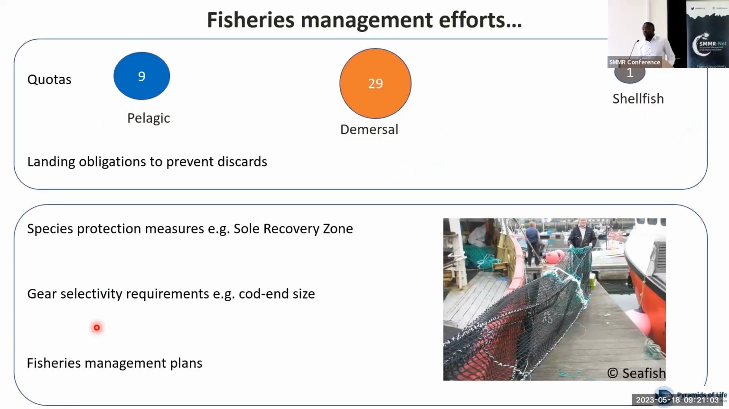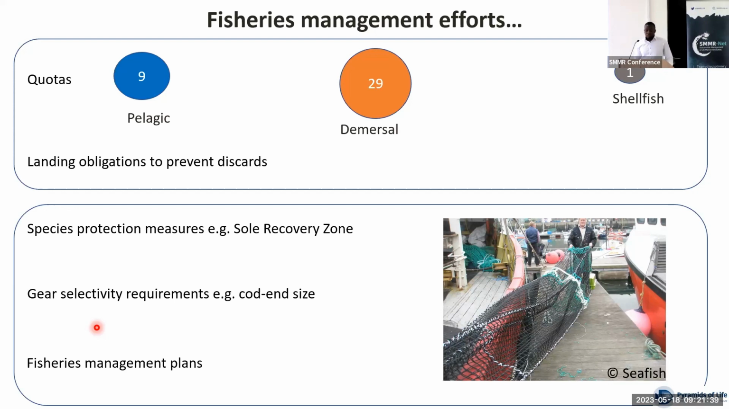Now, in terms of management measures that have been happening in this area, first and foremost, we have quotas. These are total allowable catch for different vessels. And there are about 29 species associated with quotas for the demersal, 1 species for the shellfish, the nephrops, and then 9 species for the pelagic. And associated with these quotas, the fishermen are required to have the landing obligation in order to prevent discards.